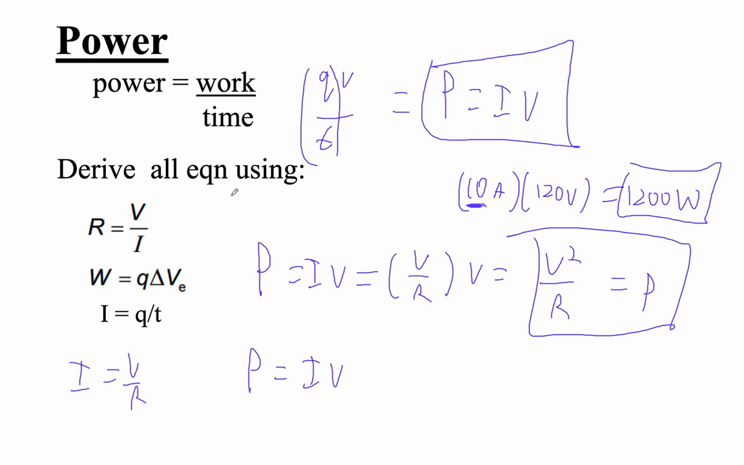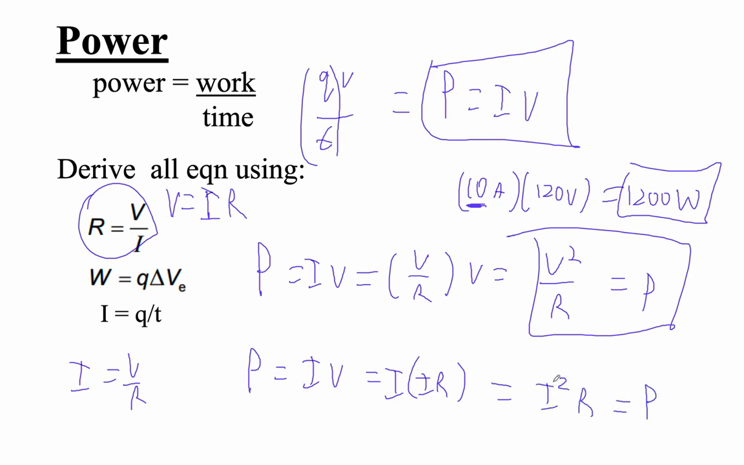Then let's take P is IV and get rid of V. V is IR from Ohm's law, so I go I times IR, and it's I squared R. So these are our three useful formulas for power: current times voltage, voltage squared divided by resistance, and current squared times resistance.